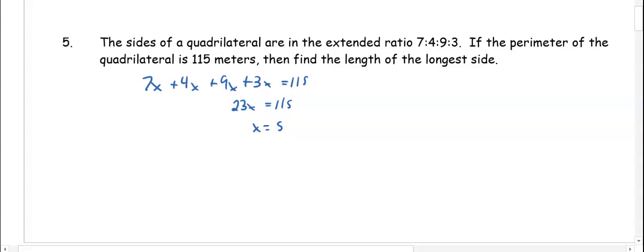Then in this case, we want to find the longest side. So the longest side is the biggest number with the x. So it's going to be 9 times 5, which is going to be 45 meters.